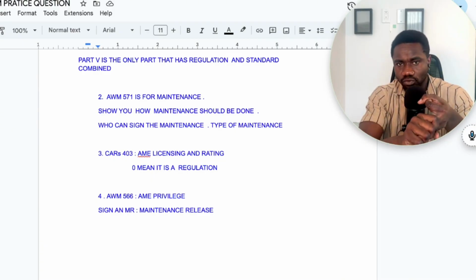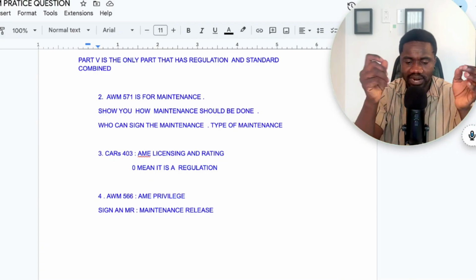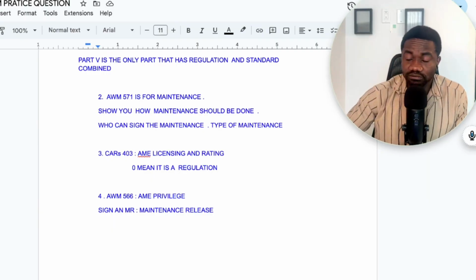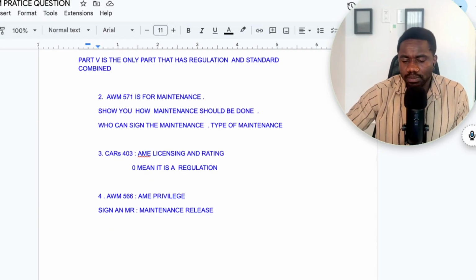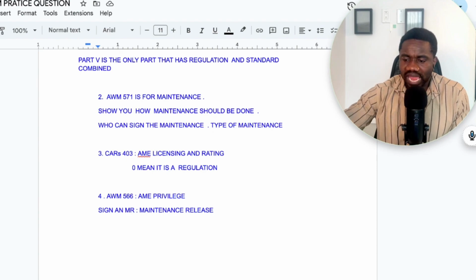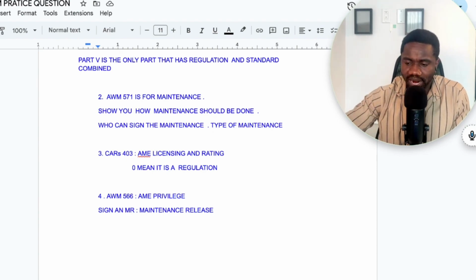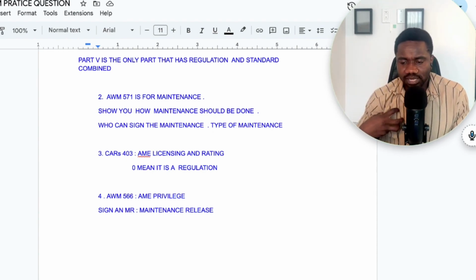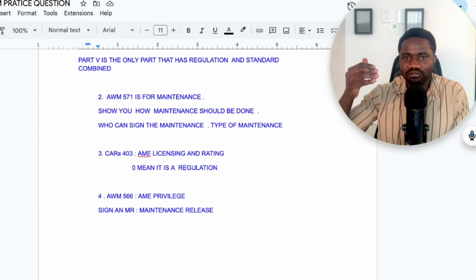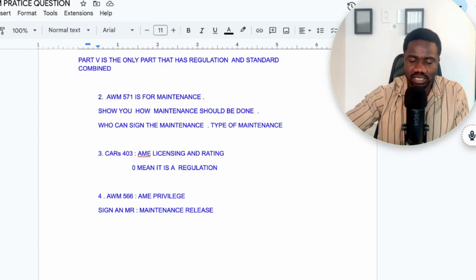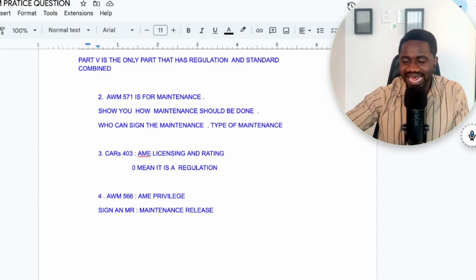And 571, that's where you can find maintenance, right? So when it comes to AME privilege, you can find it in 566. And what do they mean by AME privilege, right? So for every maintenance done, we have the AME license. Now we have the privilege to sign a maintenance release for that maintenance done. That is a privilege.